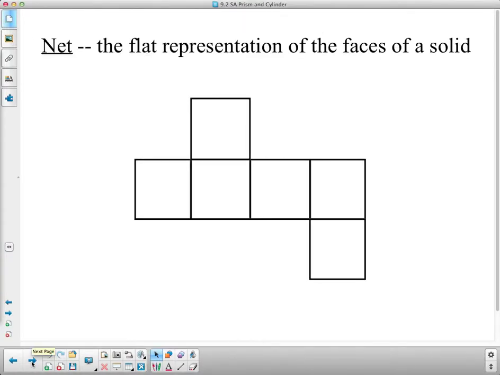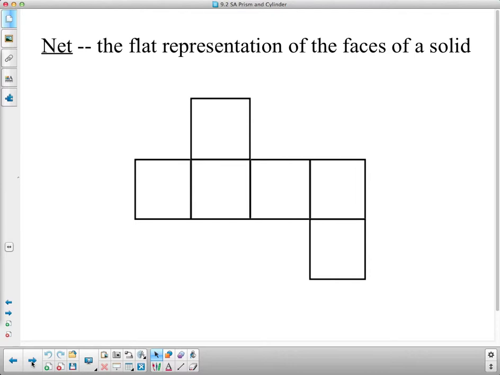To talk about surface area, we need to discuss what a net is. A net is a flat representation of the faces of a solid. So these various models, especially the ones that I have over on the shelves, that were made out of paper, students created those, and I'm gonna have you try and create a net today.